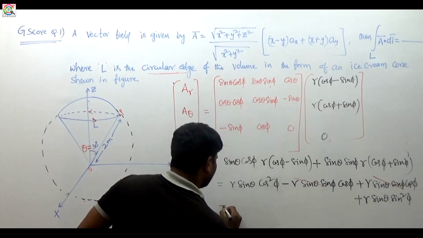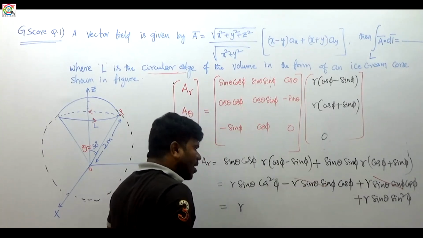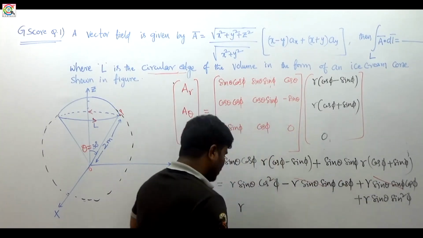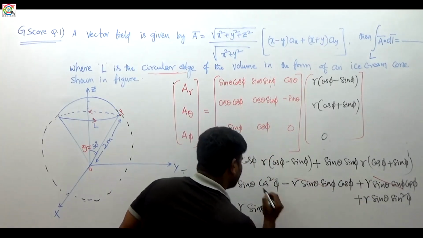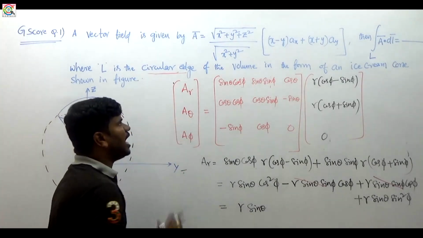So finally, if you take r sin theta common, you get sin square phi plus cos square phi, and finally you will get r sin theta. So this is the Ar value.